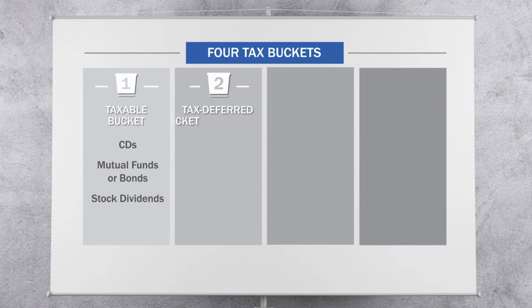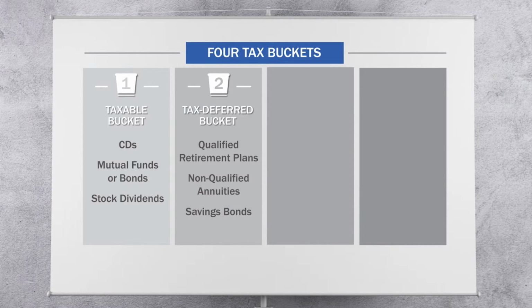The second bucket is your tax-deferred bucket. Generally speaking, there are 3 primary vehicles that fall into the tax-deferred bucket. Qualified retirement plans. That's your 401ks, 403bs, 457s, IRAs. Non-qualified annuities also fall in this bucket, as well as savings bonds. Those are all tax-deferred, so those are in that bucket.